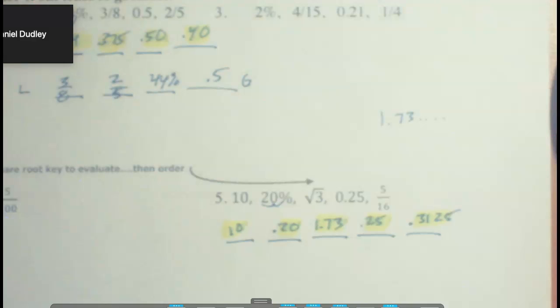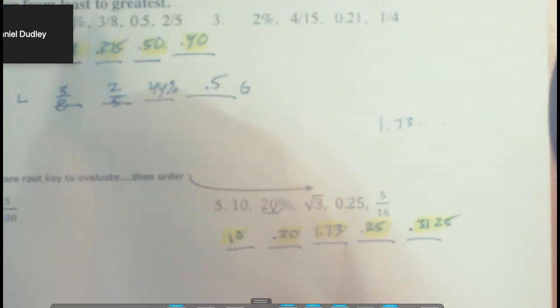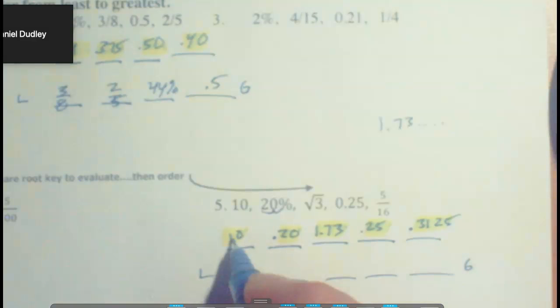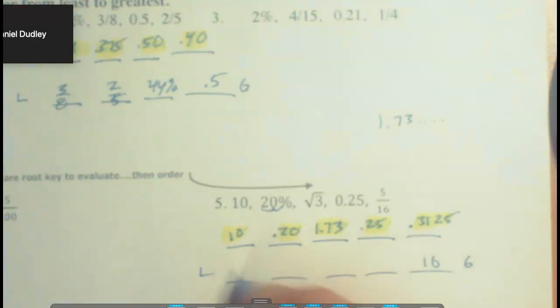What are we doing here? Least to greatest still. So 1, 2, 3, 4, 5. This is least and this is greatest. Well, the greatest has got to be the $10, right? And that was just 10. The smallest, I think, is 20 cents, right? Because that's smaller than 25, so that's 20%. And then we had 25 cents, which was 0.25. Then we had 5/16. And then we have this $1.73, which is the square root of 3.